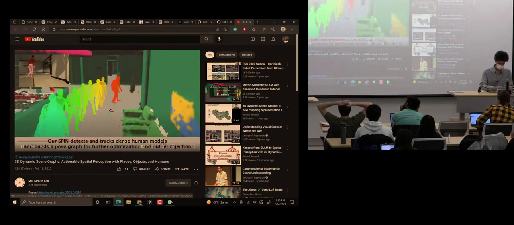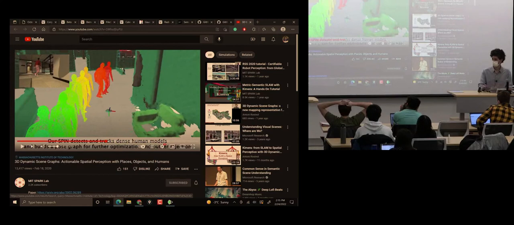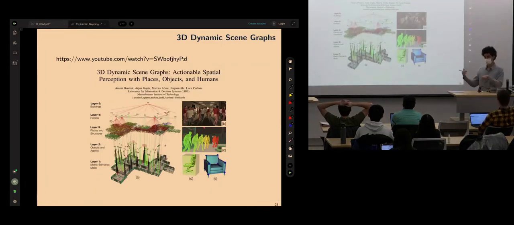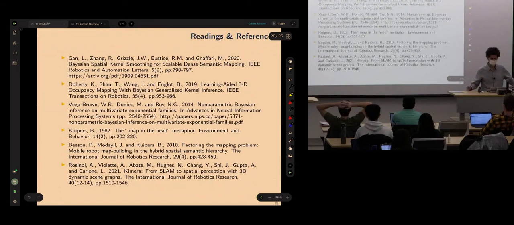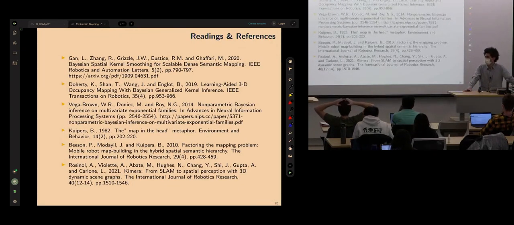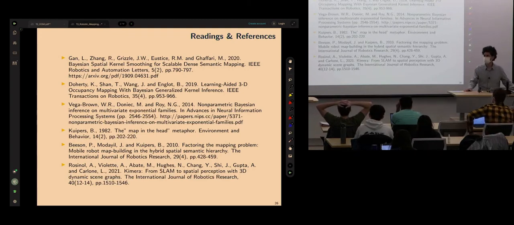Okay, so watch this later at home. There's a paper as well. I encourage you to look at the paper. These are some readings and references that you can take a look at. They're in the papers because they're new. They're not in the textbook. The occupancy mapping is in the probabilistic robotics book, but the rest are in the literature. You can read it from the papers.